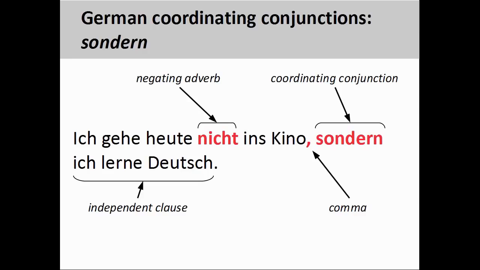For example, the sentence you see on the screen, ich gehe heute nicht ins Kino, sondern ich lerne Deutsch, I'm not going to the movies today, rather I'm learning German, contains two independent clauses joined by the conjunction sondern. The first clause contains the adverb nicht, which negates the activity of the subject going to the movies. The second independent clause provides contrasting corrective information as it explains that the subject will instead be studying German. And that concludes this presentation on how to use coordinating conjunctions in German.